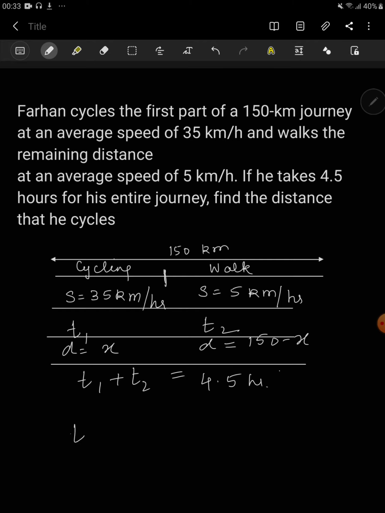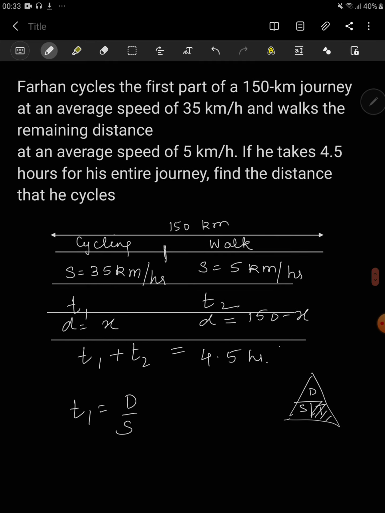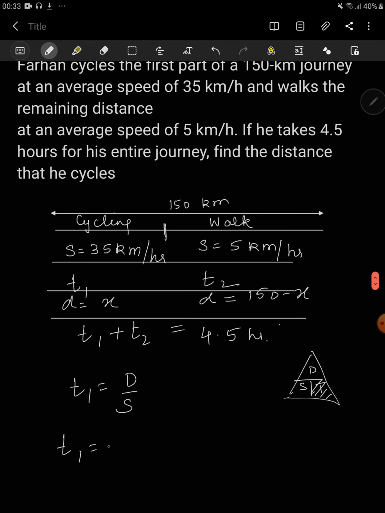Now we know time 1 is equal to what? From the DST triangle, we know if I have to find time, it is distance upon speed. So here time 1 will be x upon 35. Time 2 will be 150 minus x upon 5.